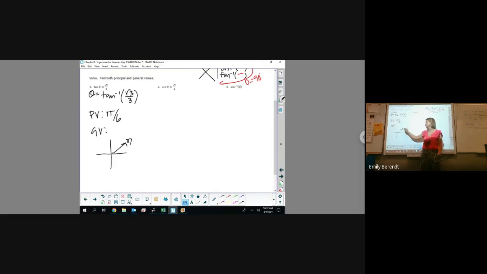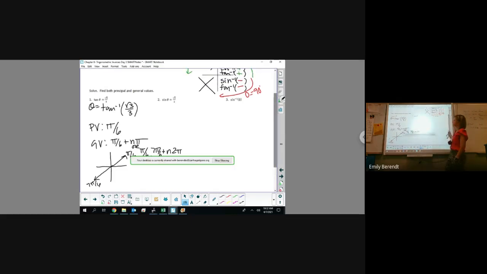What other quadrant has positive tangents? Quadrant 3. What's the pi over 6 in quadrant 3? 7 pi over 6. So we're at 6 pi over 6 is quadrantal, 7 pi over 6 is here. How far apart are those two answers? Pi apart. So we can say the PV is pi over 6 plus every pi, or pi over 6, 7 pi over 6 plus every 2 pi. Let me know if you have a question on one of these.